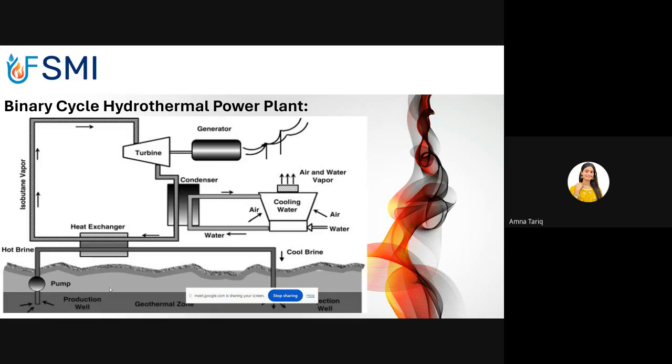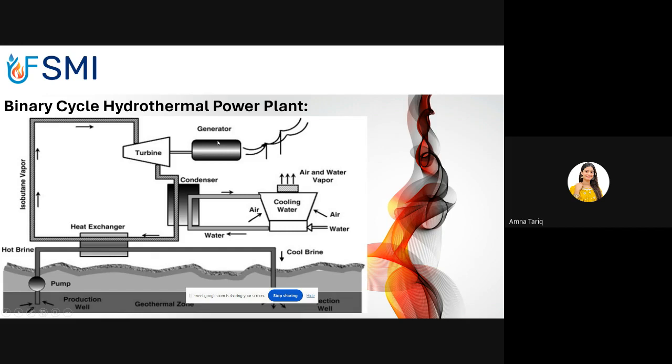Next is the injection well. This is an injection well, which injects the cool brine back underground. This is a pump. This pump moves the geothermal brine from the production well to the heat exchanger. And this is a turbine. The turbine spins due to the high pressure vapor from the isobutane, which converts the thermal energy from the brine into mechanical energy. Next is the generator.